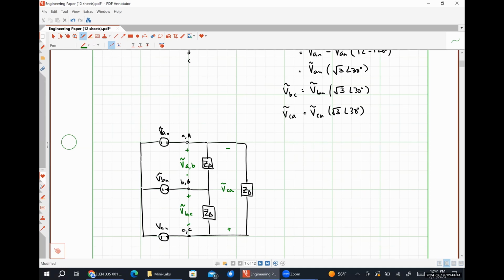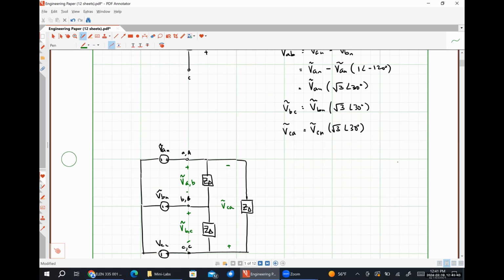So what we've accidentally stumbled into here is how to convert a Y connected source into a delta connected source. And it's just multiply our phase voltages by √3 angle 30 degrees to give us effectively our phase and line voltages for our delta connected source, okay?